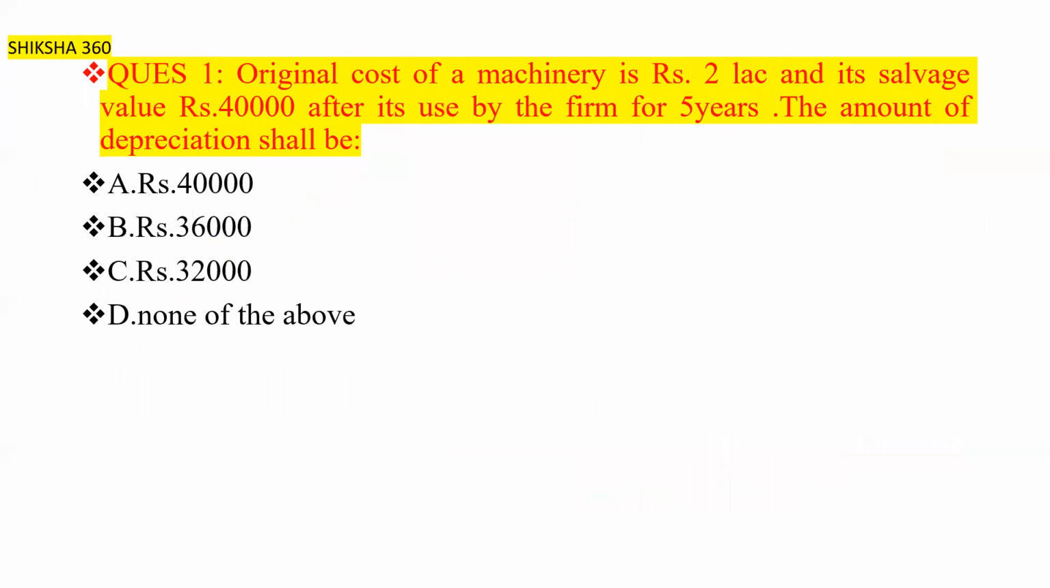So the first question is present on your screen now. It says the original cost of a machinery is 2 lakh, and its salvage value is rupees 40,000. It is used by the firm for 5 years. After the use of 5 years, the value of that machine becomes 40,000.